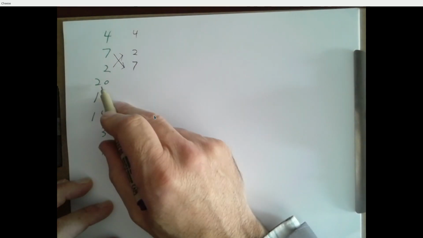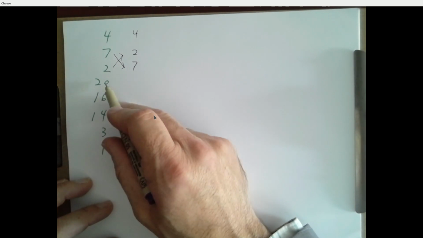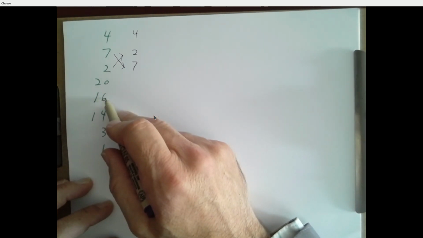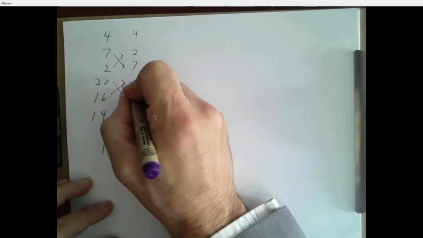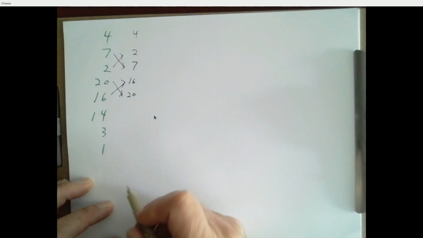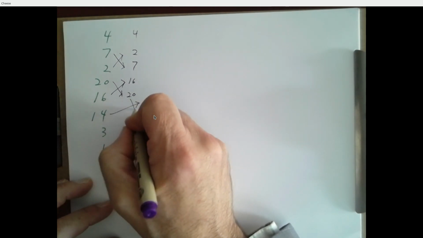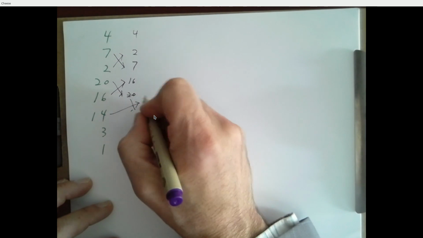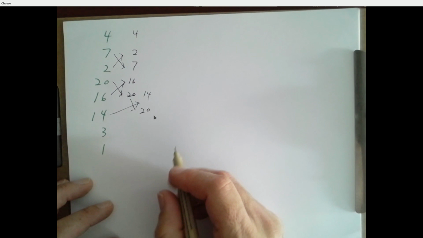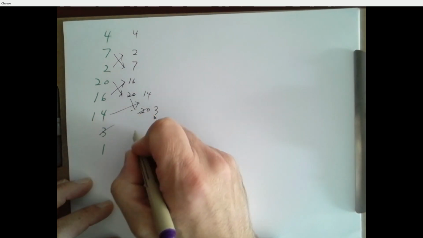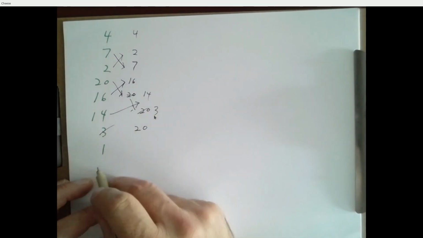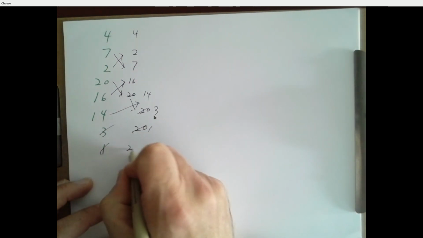And then 7 and 20, those are in the right order, so that's fine. 20 and 16, those are in the wrong order, so we swap those. So this becomes 16 and 20. And then 20 and 14 are in the wrong order, so we swap those. And this becomes 14 and 20. And 20 and 3 are in the wrong order, so we swap those. And this becomes 3 and 20. And 20 and 1 are in the wrong order, so this becomes 1 and 20. And now, after one pass, we know this was the biggest number.